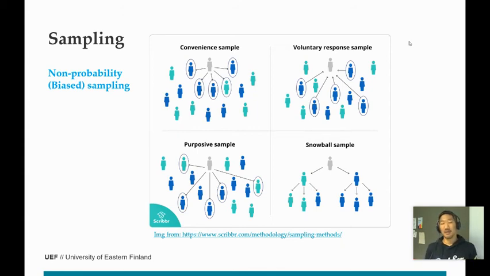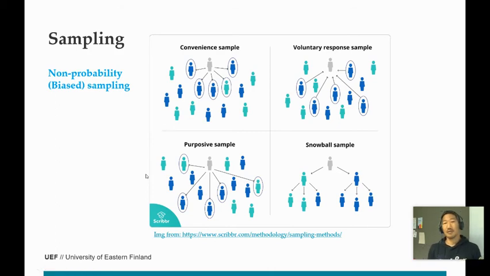sample, because usually the participants who participate in voluntary response sampling already have high interest in the topic. So most of them are included in the research, but those who do not have any interest in the topic, or those who do not have access to it, may be excluded. So it's biased.